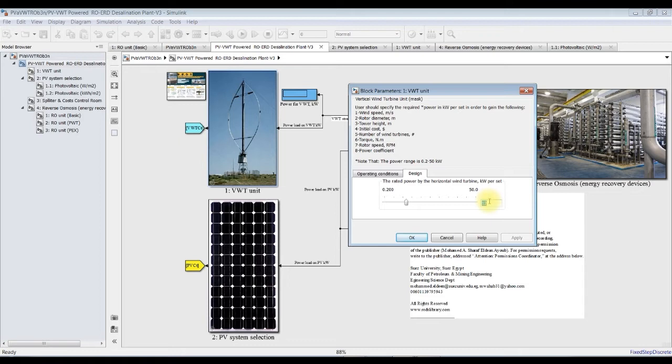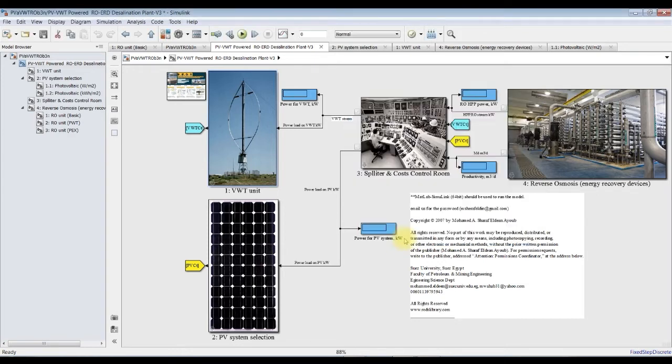Which module are you going to use? We have modules from 0.2 kilowatt up to 50 kilowatt. I'm going to use 50 kilowatt because it's massive energy, massive power load, and so on.